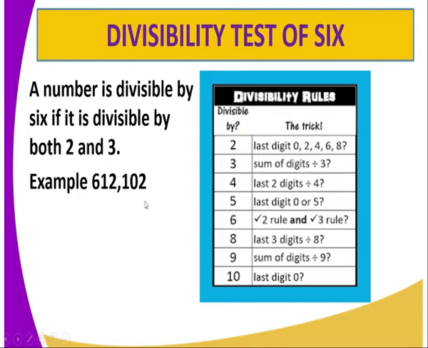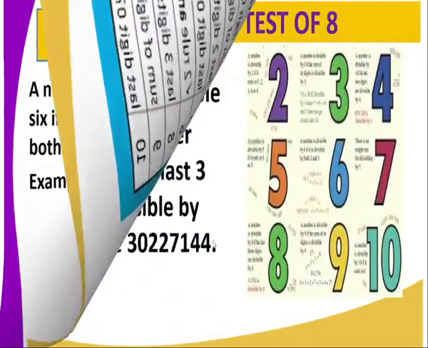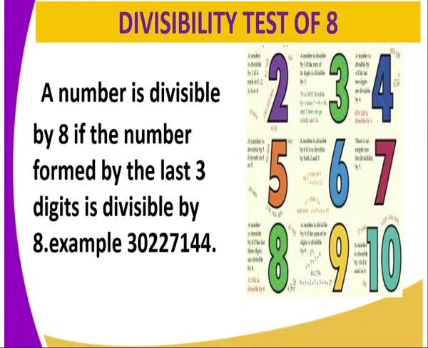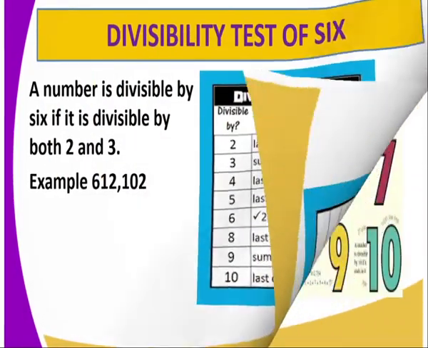Let us get another number like 102. Is it divisible by 2? Yes, because the last digit is an even number. Let us look whether it is divisible by 3. Let us get 1 plus 0, which is 1, plus 2 to get 3. Is 3 divisible by 3? Yes. So that is to mean 102 is divisible by 6, because it is divisible by both 2 and 3.